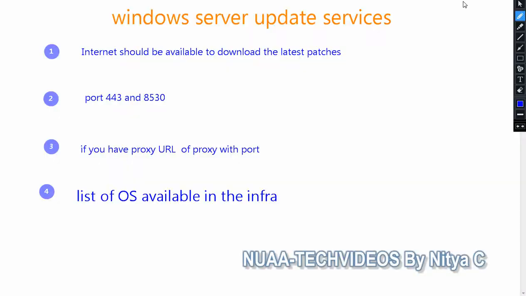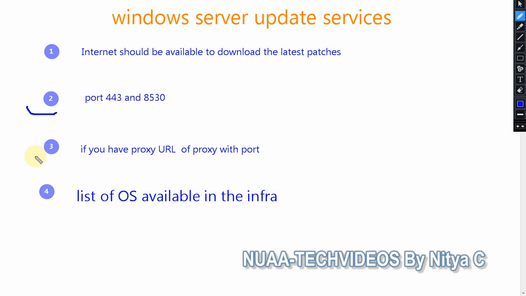So here are some basic prerequisites to configure the Windows Server Update Services, and you have to make sure these all things are available and handy with you. So the first thing is internet. An internet connection should be there on the server where you are configuring the WSUS role, to download the packages. And secondly, ports 443 and 8530 should be open.